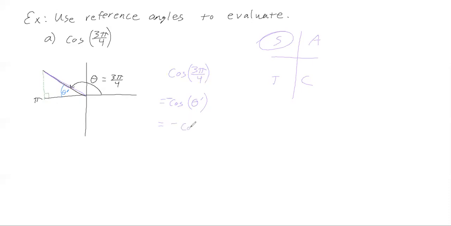So that's negative cosine of, what is this theta prime? Let's try to do that in our head. What would that be? That would be pi, but then back off 3 pi over 4. What's pi minus 3 pi over 4? Pi over 4. Well, that's negative. What's the cosine of pi over 4? That's one of the ones we had to learn in a chart. Square root of 2 over 2. So cosine of 3 pi over 4 is negative square root of 2 over 2.